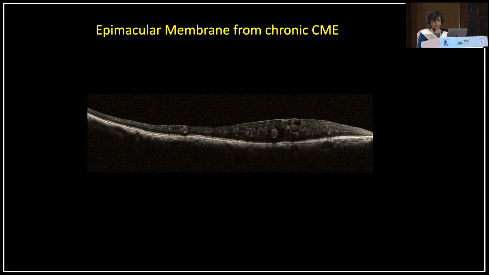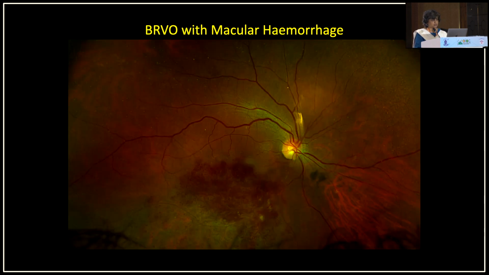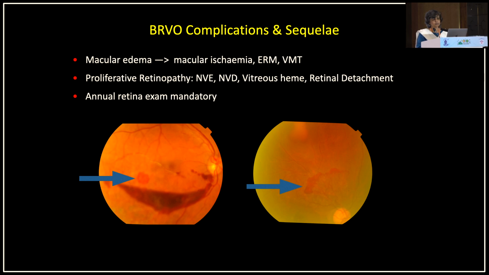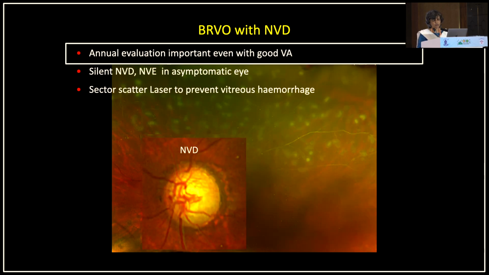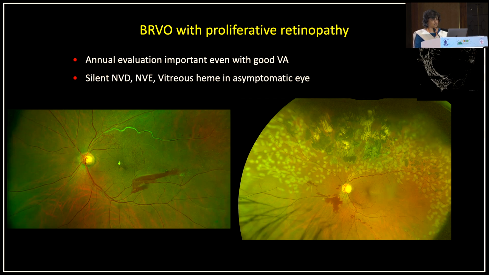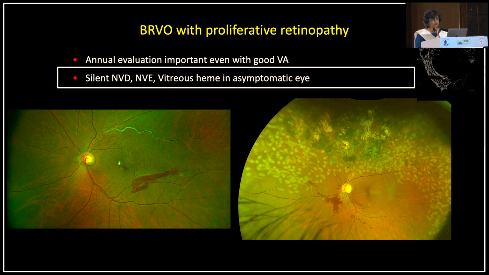Chronic CME can lead to epimacular membranes in BRVO and macular hemorrhages, and over time, BRVO is also not harmless. It can present with vitreous hemorrhage and neovascularization of the disc, and these are asymptomatic cases. So they need annual review to be able to pick up proliferative retinopathy. Look carefully at the disc, it is very easy to miss neovascularization on the disc, and if this is seen, we can start sector scatter laser. These patients are asymptomatic with minor vitreous hemorrhages, so annual review is extremely important.